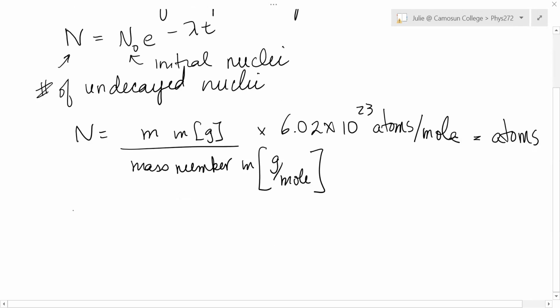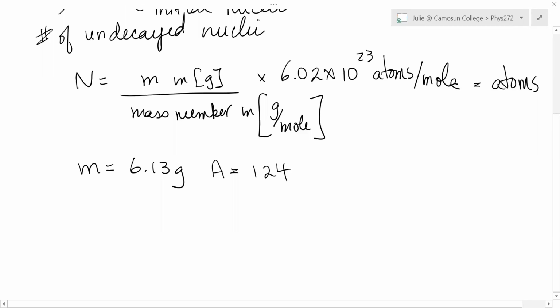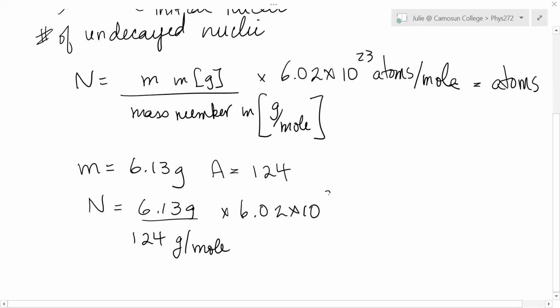So for example, let's say we had a sample where the mass is 6.13 grams, and then they tell you the mass number, which is also A, which is also the nucleon number, is 124. So whatever that element is, it's got 124 neutrons and protons. And so the number of nuclei in that sample would be 6.13 grams over 124 grams per mole times 6.02 times 10 to the 23rd. Okay, so that's a very handy calculation.